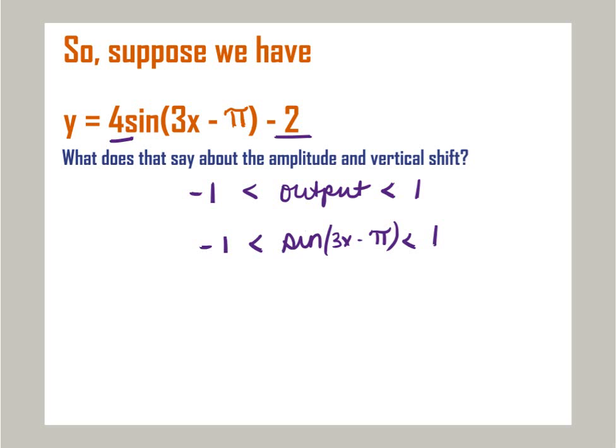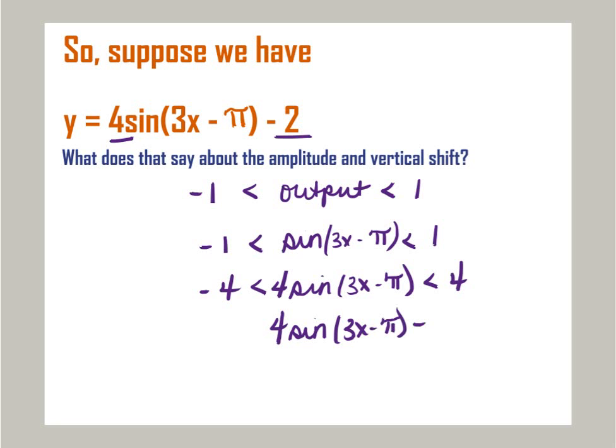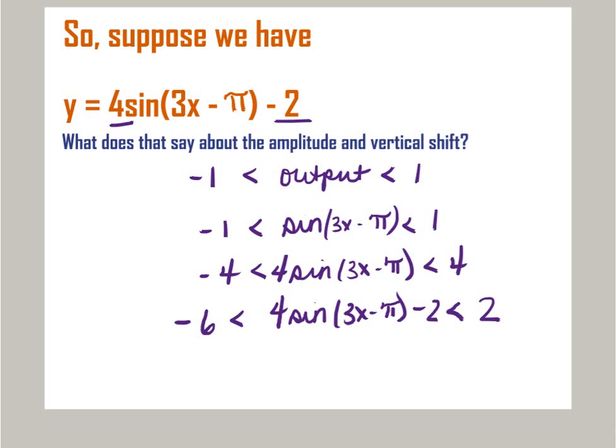We need to multiply by 4. So we multiply by 4 here. We multiply by 4 here and here. Okay, so that's just expanded our range. And then we have to shift that range by subtracting 2 everywhere. So 4 times sine of 3x minus pi minus 2 will be 4 minus 2 and negative 4 minus 2. And so here is where our range is. So our amplitudes, okay, are going to run from negative 6 to 2, where the midline is halfway between those.